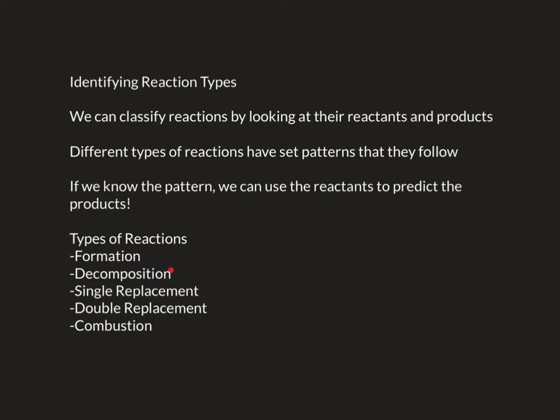Decomposition reactions are the opposite. We're going to take a compound that exists and split it apart. Then we can also get single replacement reactions, where 2 chemicals switch places, and double replacement reactions, where everybody switches places. And then we'll talk about them later, not today, combustion reactions, which is when something burns. All 5 types of reactions follow a set pattern, so as long as we know what type of reaction we're looking at, we can use that to figure out what our products are going to be. So let's take a look at how we do this.